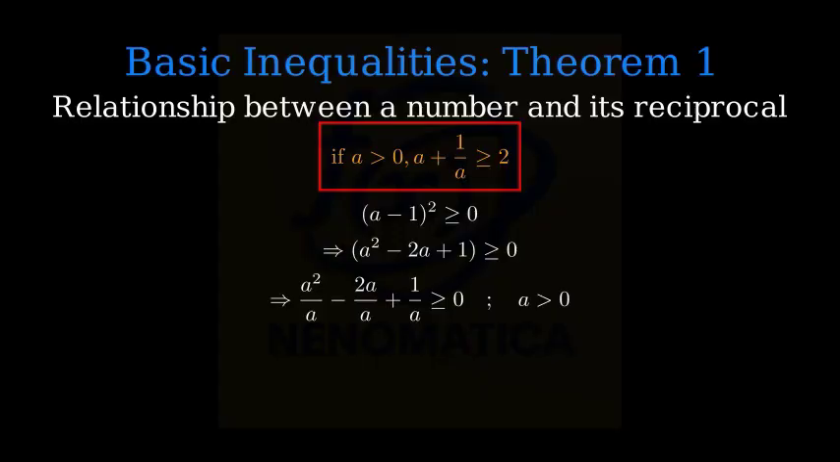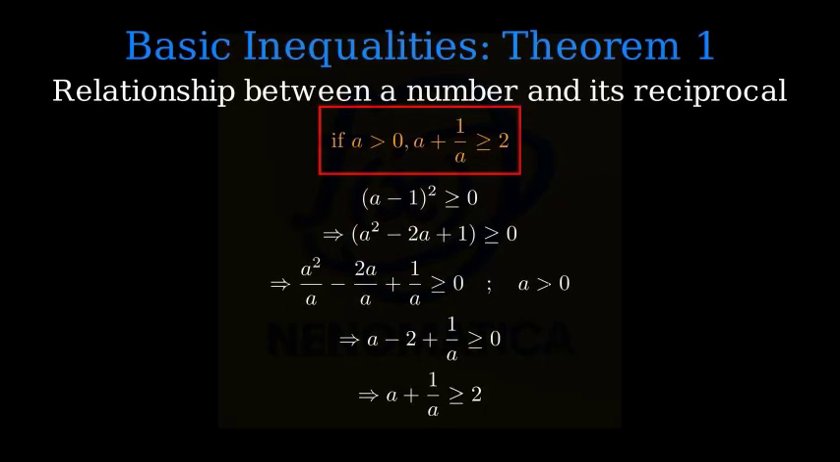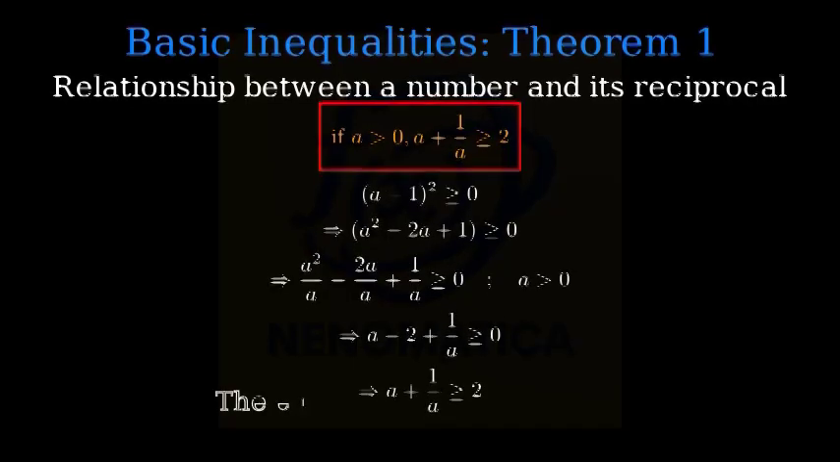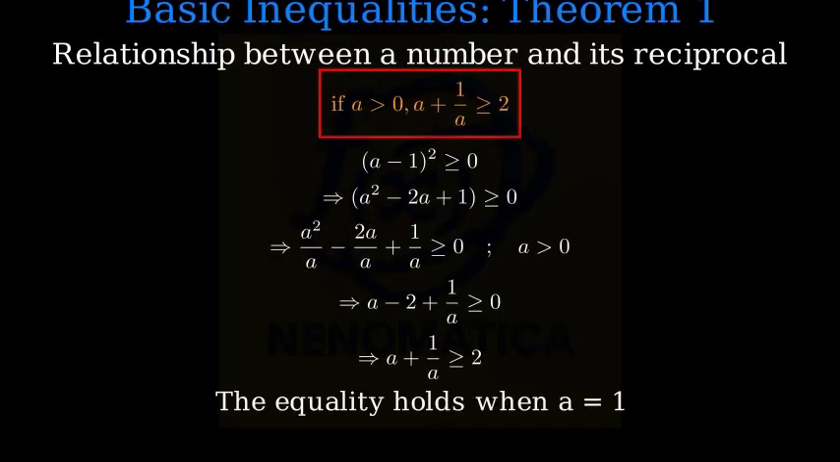Remember, since we specified that a is greater than 0, we can divide both sides by a without changing the direction of the inequality. This gives us a squared over a minus 2a over a plus 1 over a is greater than or equal to 0. Simplifying, we get a minus 2 plus 1 over a is greater than or equal to 0. Adding 2 to both sides, we get a plus 1 over a is greater than or equal to 2. And this completes our proof of the first part of the theorem.